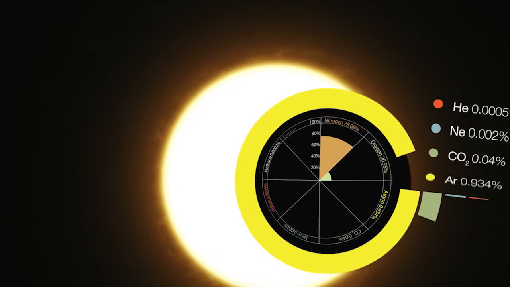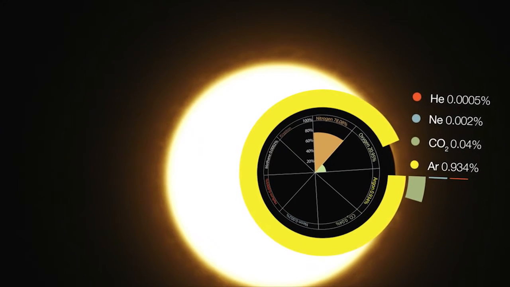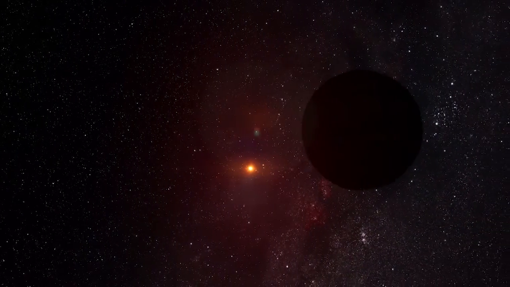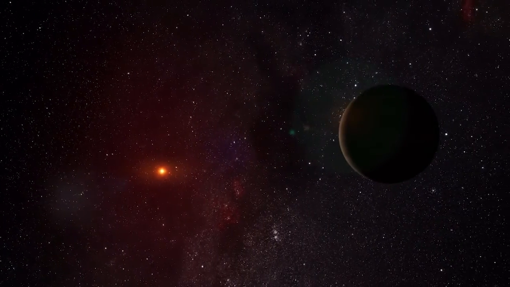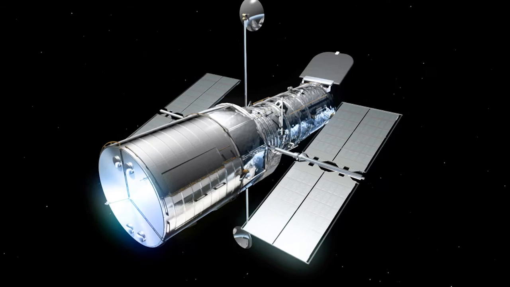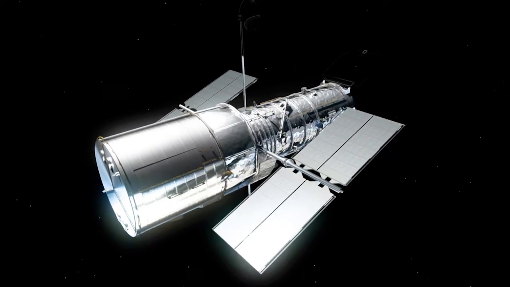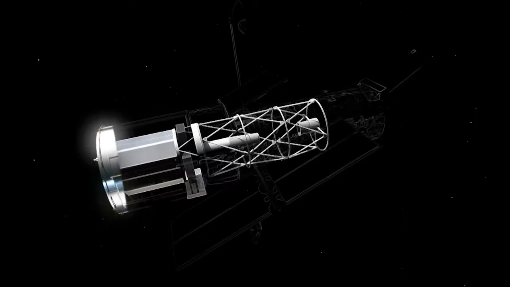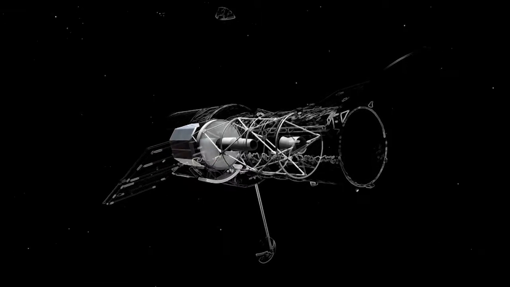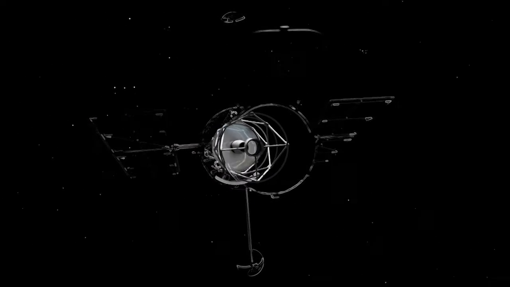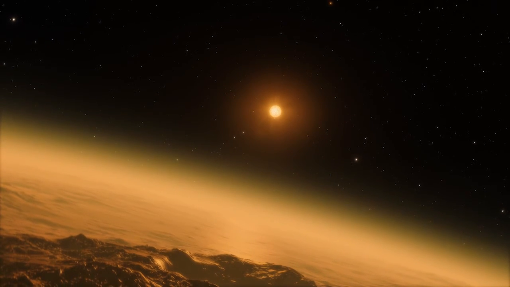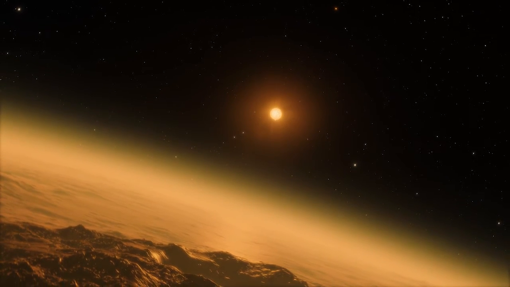But even the strongest lines of the most abundant elements are incredibly weak and hard to detect. Only a tiny fraction of the star's light is interfering with the atmosphere of the exoplanet. Hubble is one of the few telescopes powerful enough to perform studies of exoplanet atmospheres. It also has instruments to collect spectra ranging from the ultraviolet through the optical to the near-infrared. This is crucial to fully characterize these atmospheres.